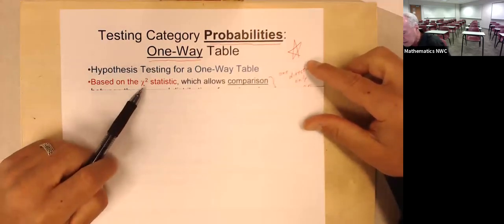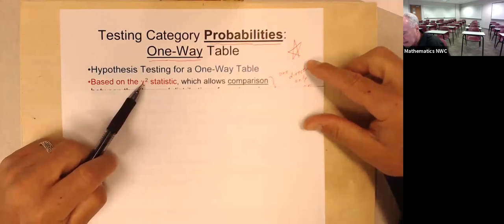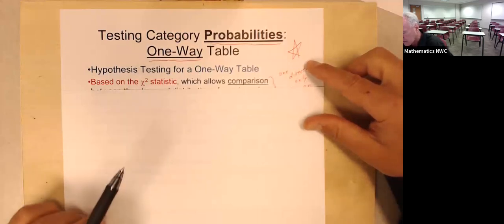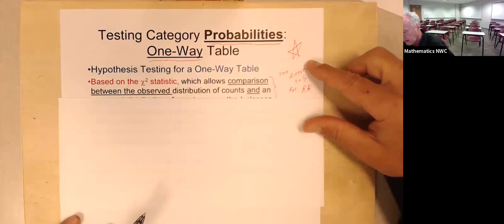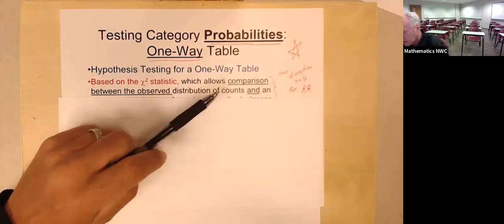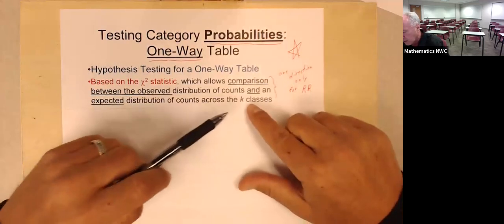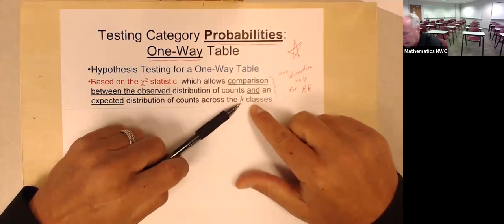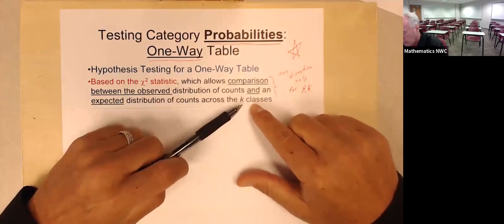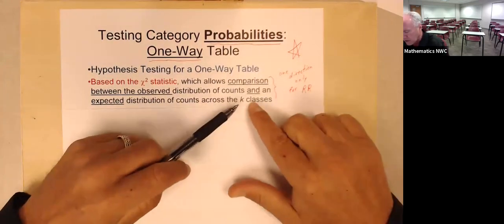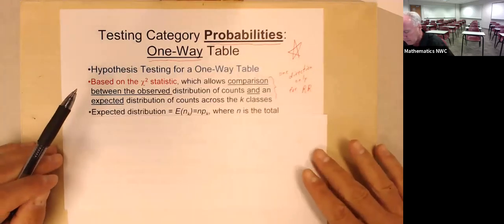We have a new statistic. It's called chi-squared. Chi like in kite. I know it looks like an x squared, but that's a Greek letter chi. Chi-squared is the statistic. It allows comparison between observed distribution counts and expected distribution counts across K classes, brand 1, brand 2, brand 3, brand 4, Ford, Chevy, Chrysler, etc.